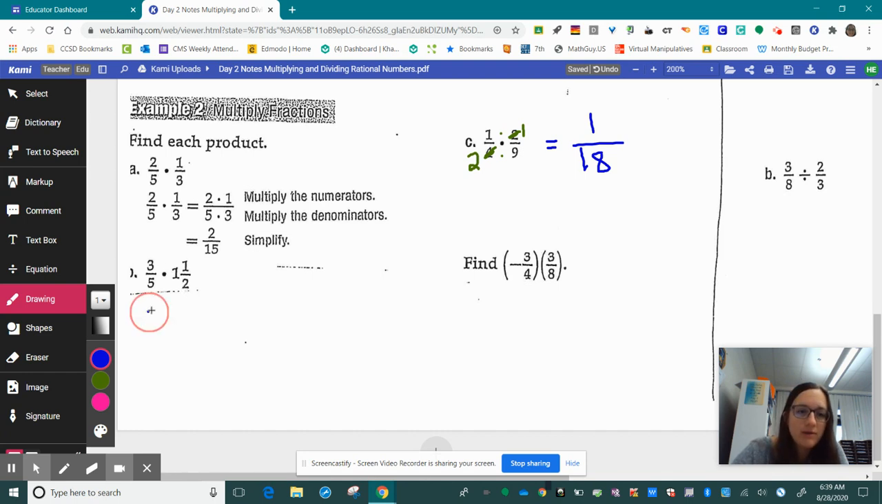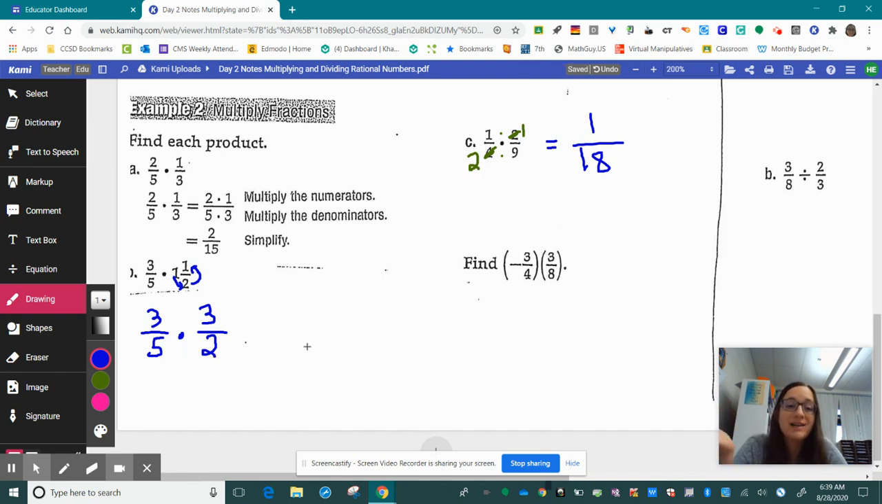So I'm going to write my 3/5 to make sure I still have that. So I got my 3/5 times. To make it improper, we multiply our whole number by our denominator. 1 times 2 is 2. And then we add our numerator. That would be 3. So then we'd have 3, and we keep our denominator of 2.